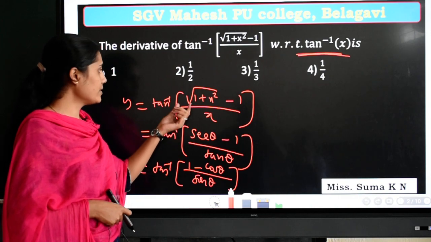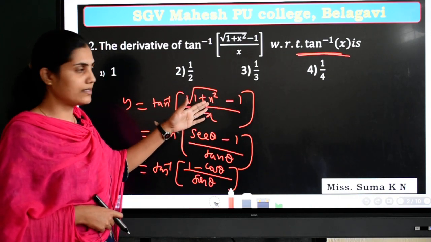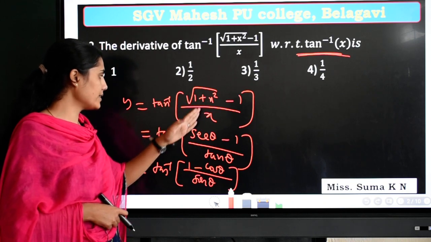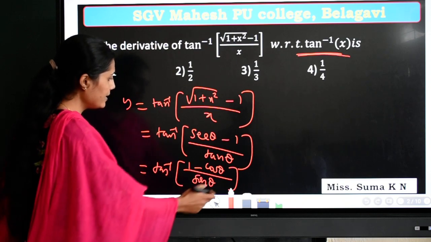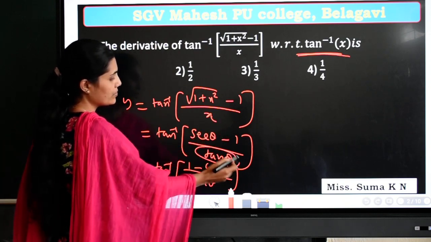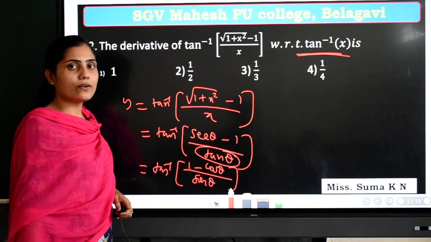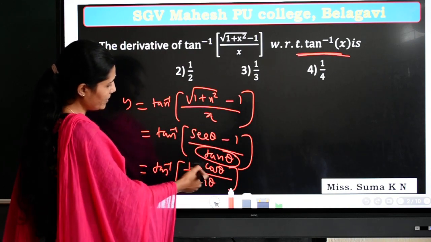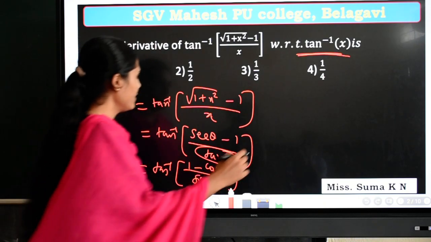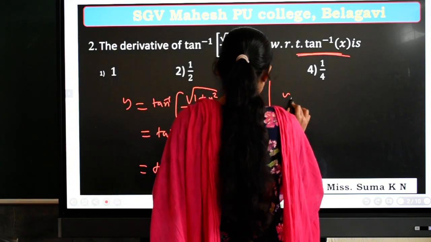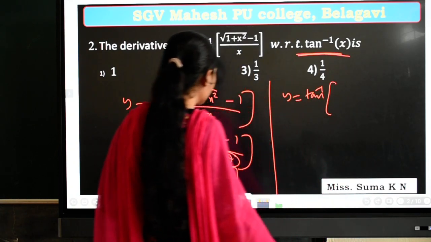Okay, just to understand here, the x substitution we are taking directly is tan theta. 1 plus tan square theta is sec square theta. Root of sec square theta is sec theta, so we have sec theta minus 1 divided by x. Substituting tan theta, and again sec theta is 1 by cos theta. By taking LCM and all, you will get 1 minus cos theta divided by sin theta. Okay, now here y is equal to tan inverse of 1 minus cos theta by sin theta.